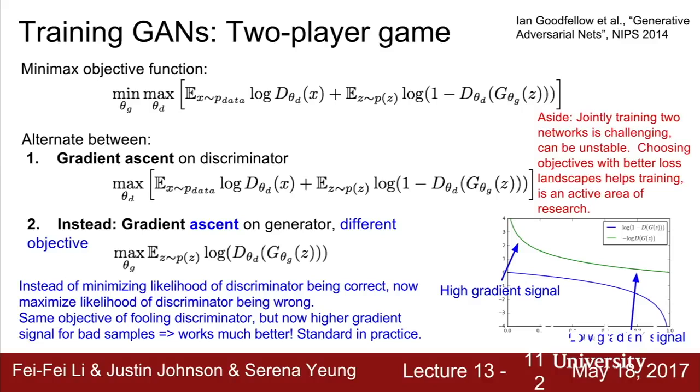Okay, so just an aside: jointly training these two networks is challenging and can be unstable. As we saw here, we're alternating between training a discriminator and training a generator. This type of alternation is hard, since it's hard to learn two networks at once, and depending on what our loss landscape looks like, this can affect our training dynamics. So an active area of research still is how we can choose objectives with better loss landscapes that can help training and make it more stable.